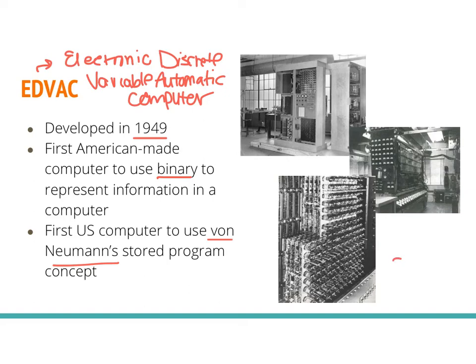Where the ENIAC had everything stored in decimal, the EDVAC actually stored information in binary, which is how information is stored in computers today. So the EDVAC computer was really the start of the use of binary within computing devices. If you look in the pictures that you see here, you will see that this particular device still utilized those light bulb looking vacuum tubes. So it was similar to the ENIAC in that way, but its main difference was the fact that it utilized binary to store and represent information on its computer.